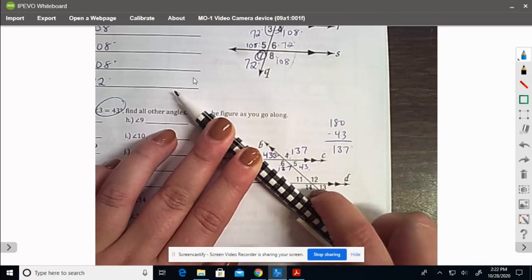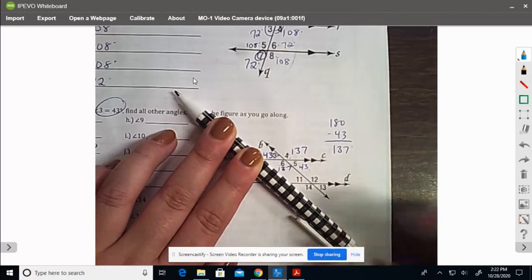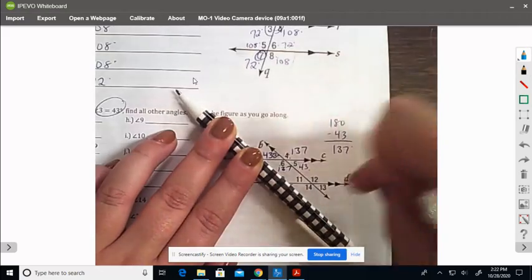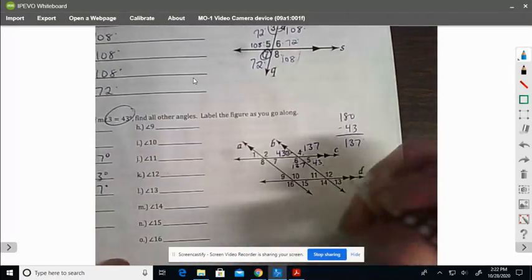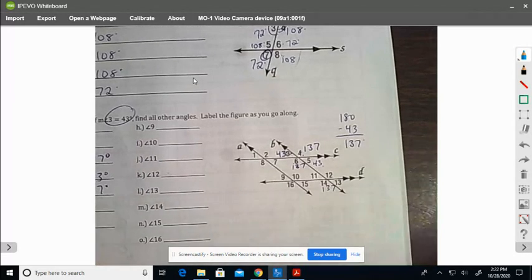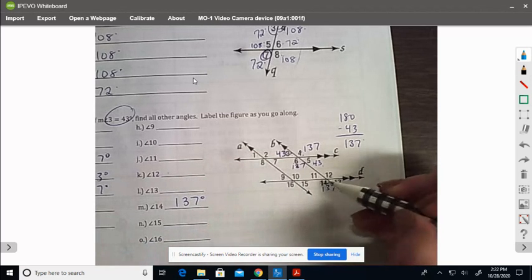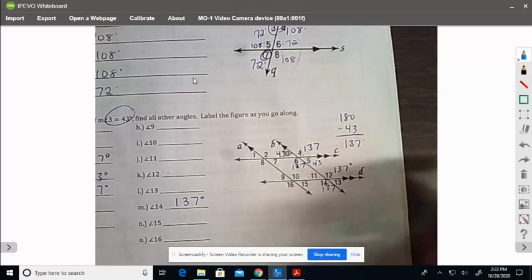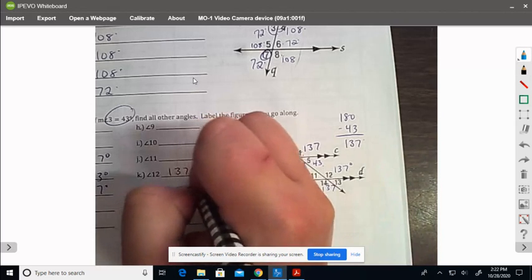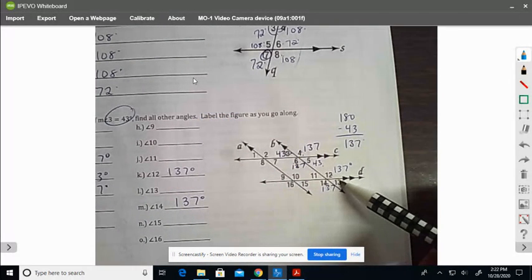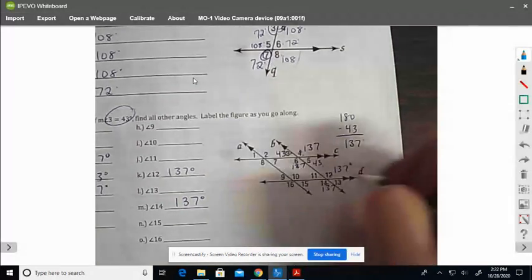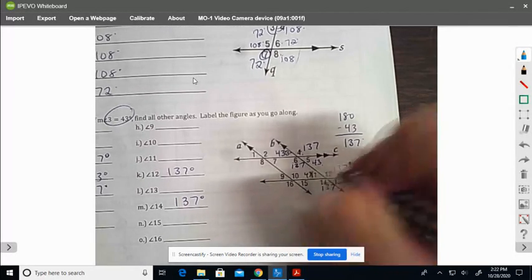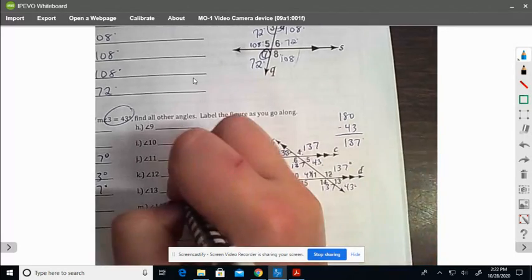Angle 4 and angle 14, those are alternate exterior. They're on the outsides of the parallel line, so they're exterior, and they're on opposite sides of the transversal. They are congruent, so this should also be 137. So angle 14 is 137. 14 and 12 are vertical angles, so they should be equal. So I know that 12 is also 137. And then I know that 12 and 13 is a linear pair. I also know 12 and 11 are a linear pair. So I can go ahead and know that these must be 43 in order to add to 180.